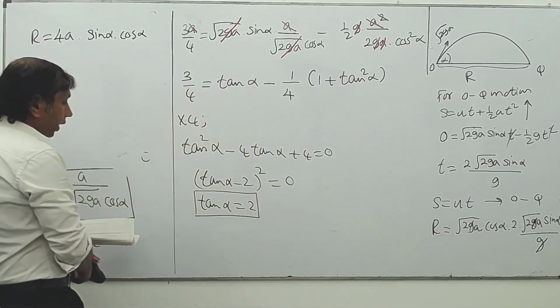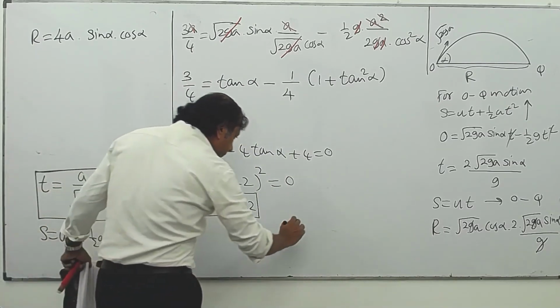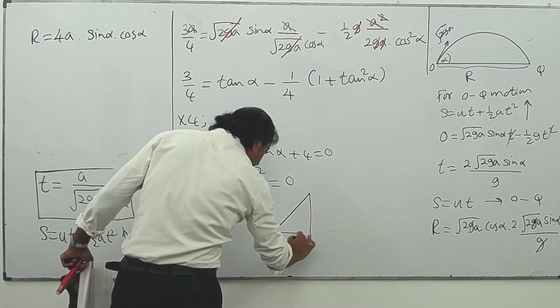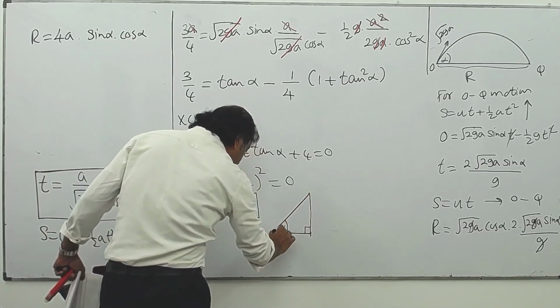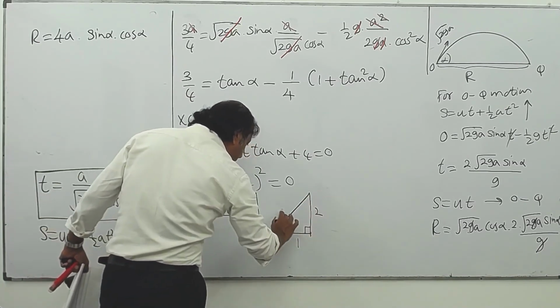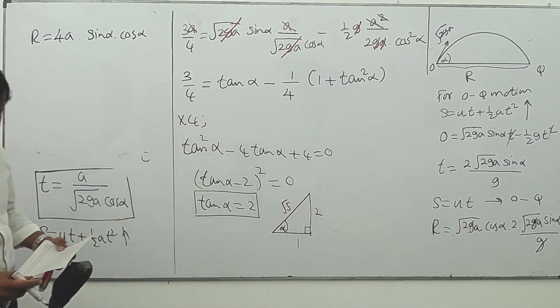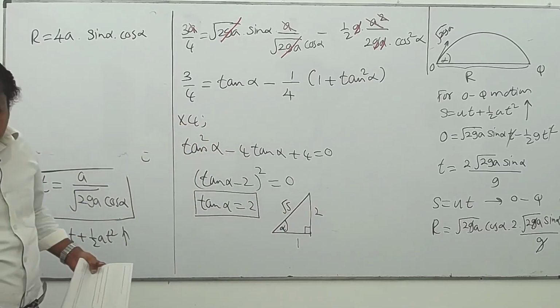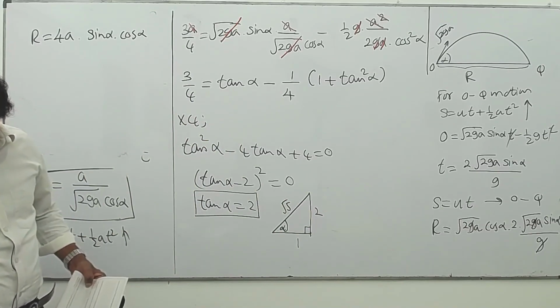Now people, tan alpha is 2, no? For this tan alpha 2, you can draw a triangle. You see, this is alpha. Tan alpha means opposite by adjacent, 2 over 1. Then this is what? Root 5, no? Correct. Then you can write sin alpha cos alpha, substitute that and take the answer.